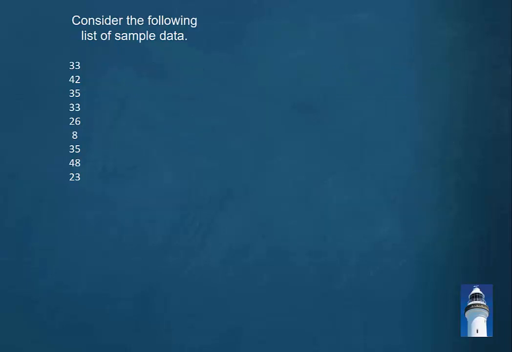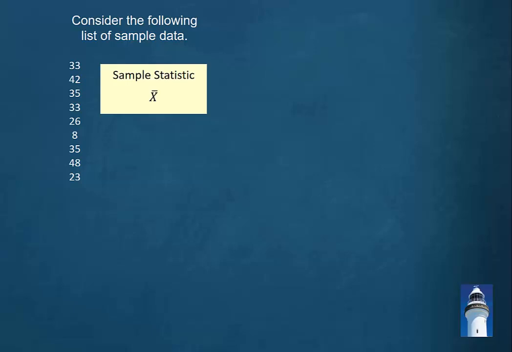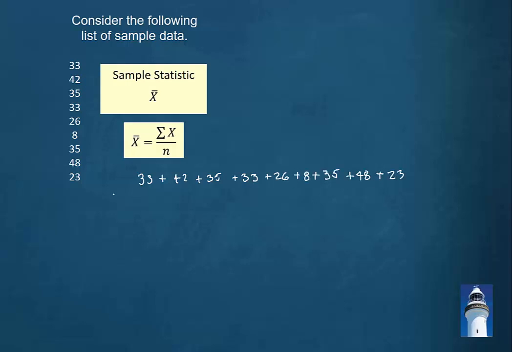Consider the following list of sample data. Since this is a sample, if we calculate the mean, we would be calculating a sample statistic. In order to calculate the mean, we should add up all of the data values in the data set, and then we would divide that sum by the size of the data set, which is 9 this time. We would use the symbol x bar, since this is a sample mean, and that comes out to 31.4 repeating.